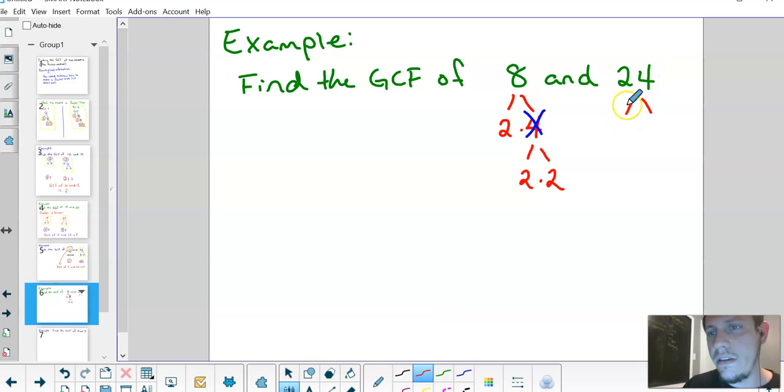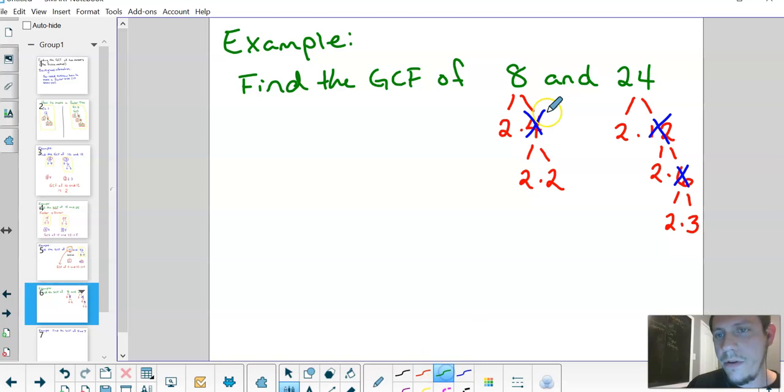Well, 24 is even, and so that's 2 times 12, right? 2 times 12 is 24. And then we did a factor tree for 12 a second ago, right? It was even, so this is 2 times 6. 2 times 6 is 12. And then we can break the 6 apart into 2 times 3, right? Our composite numbers are the 12 and the 6, and our prime numbers are the 2, the 2, the 2, and the 3.